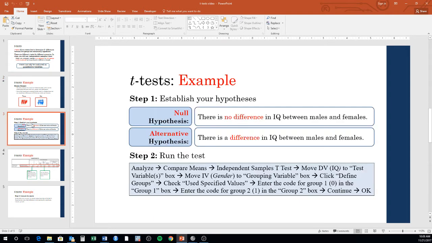But before we even open SPSS and start clicking away, it's really important that you follow the steps. And the first step is to establish your hypotheses. As noted in class, there are two hypotheses, the null hypothesis and the alternative hypothesis. The null hypothesis will always say that there is no difference between the groups. That translates to our case as the following: there is no difference in IQ between males and females. The alternative hypothesis will always say that there is a difference between the groups. In our case, that translates to: there is a difference in IQ between males and females.